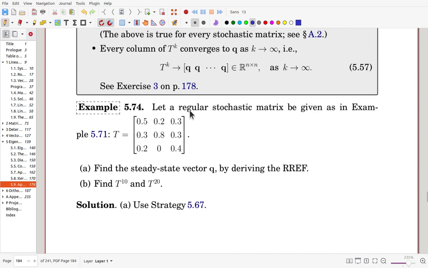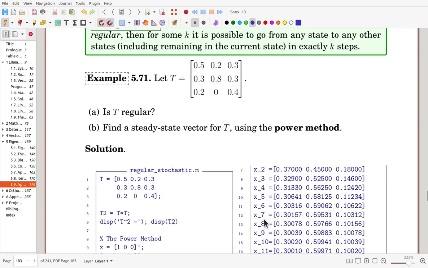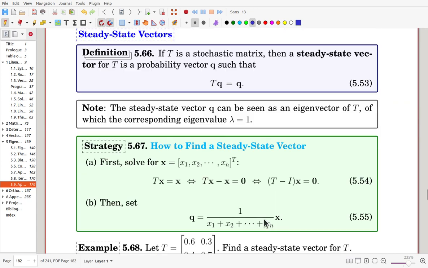See this example, a stochastic matrix given in this way. Now we want to find the steady state vector Q by deriving the reduced echelon form, and try to find the 10th power of T and 20th power of T. Okay, now we'll try to use the strategy. We first solve this one and then try to normalize.